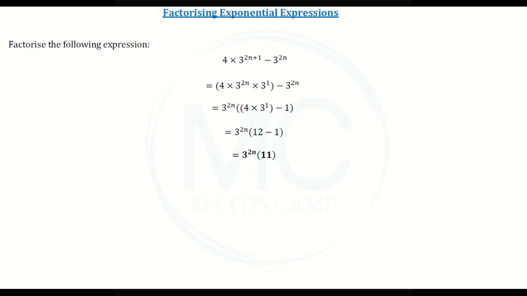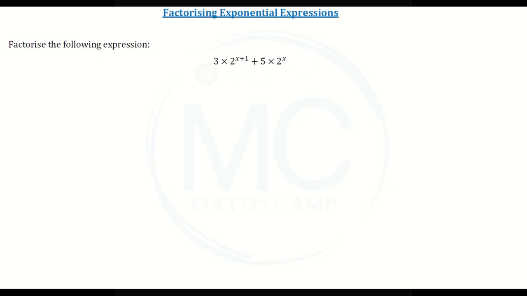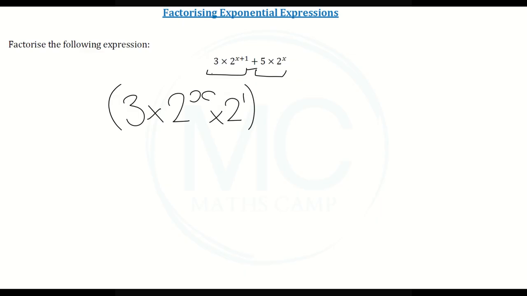Let's do one more example. Remember that your operations determine your terms. So here's one term, and there's one term. Let's start with our first term. Let's put into a bracket. We have 3 multiplied by 2 to the power of x plus 1. So let's split our exponents. We have 2 to the power of x multiplied by 2 to the power of 1. Let's close the bracket. We have a plus sign. Put plus sign over here. Open our second bracket. 5 multiplied by 2 to the power of x.